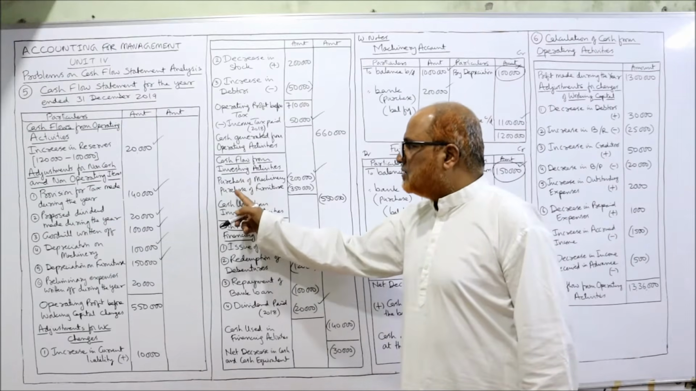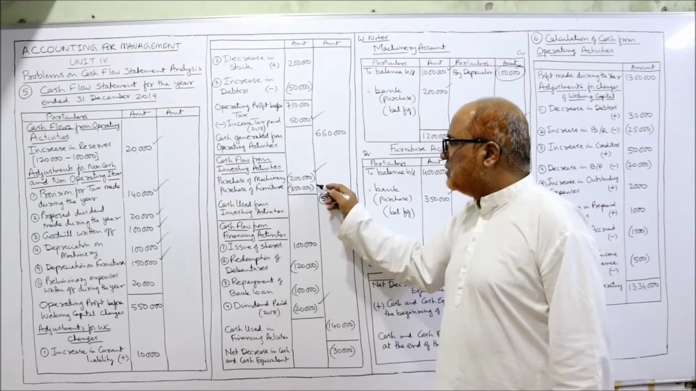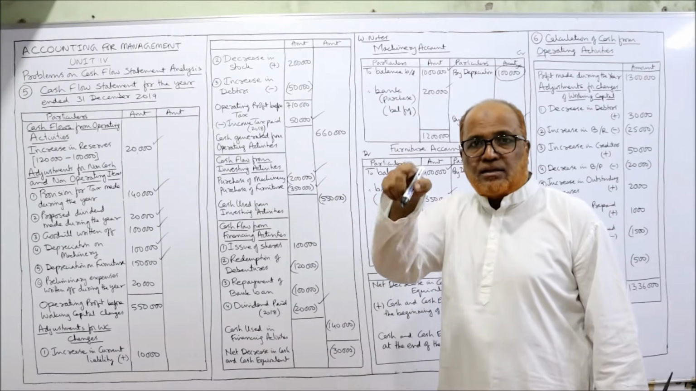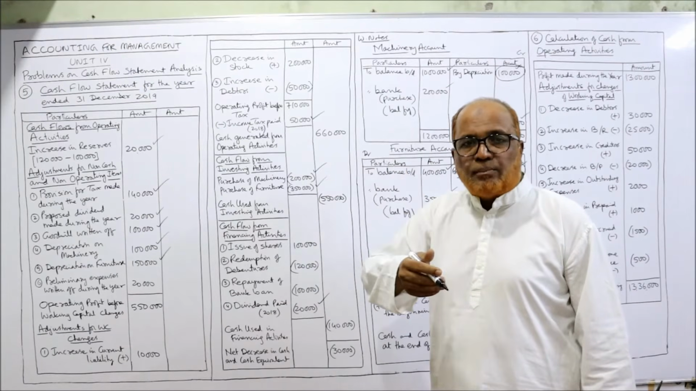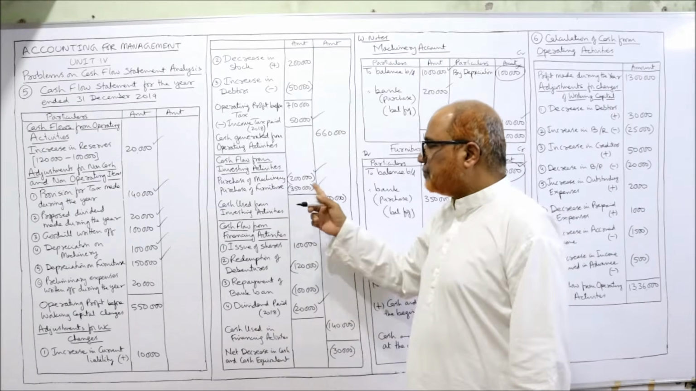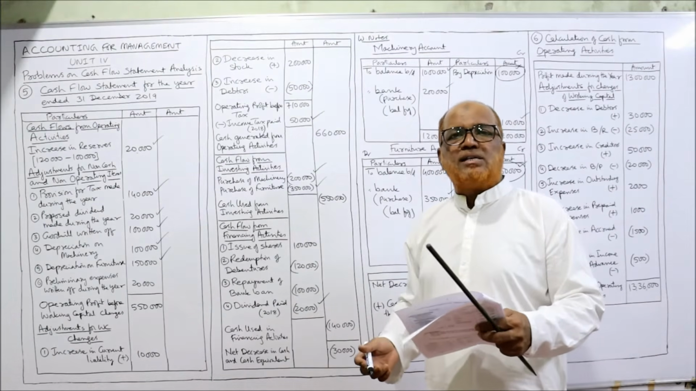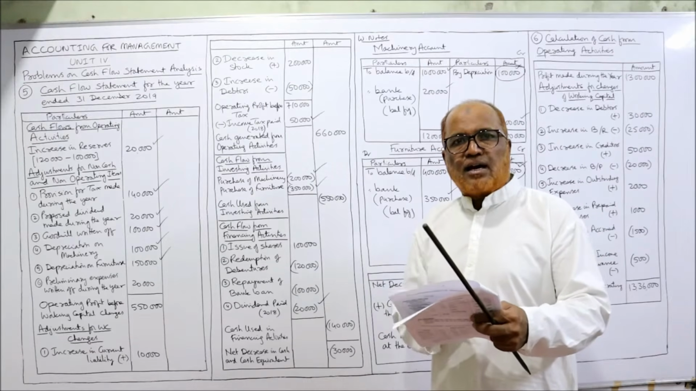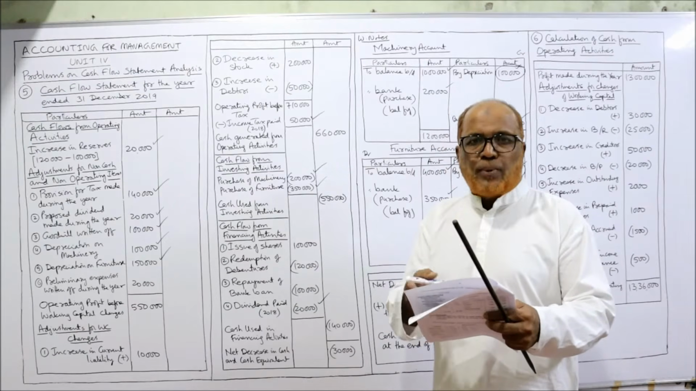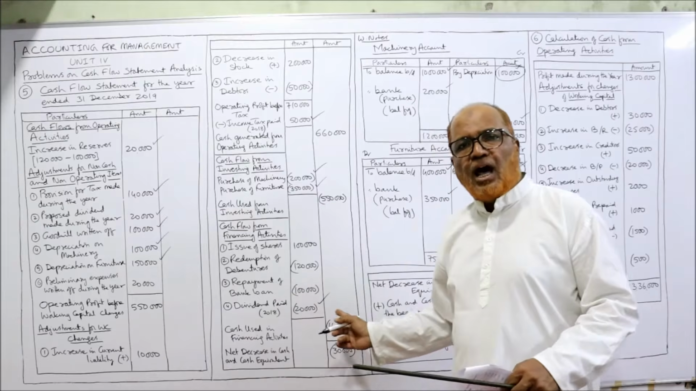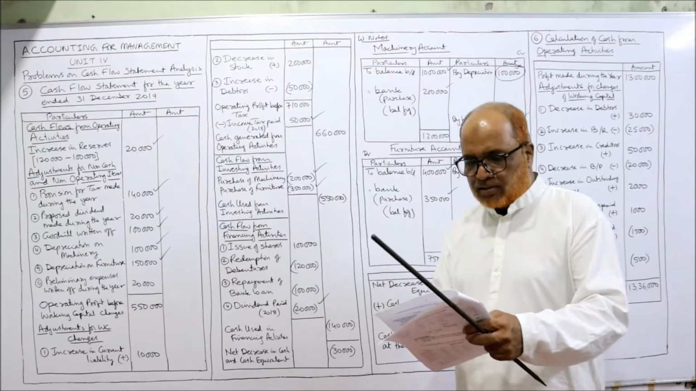So investing activity: purchase of furniture 3,50,000, again in bracket because when we purchase something, cash is going out. Then stock is a current asset. Debtor is a current asset. Then cash, opening and closing cash, will be taken last as cash and cash equivalent.